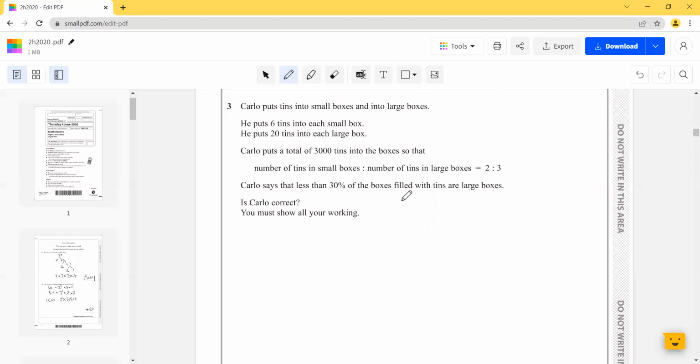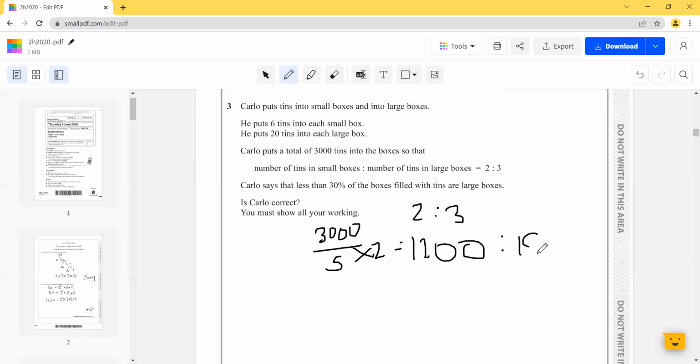Okay, so there are 3,000 tins, and we're given the ratio 2:3. So the number of tins in small boxes will be 3,000 over 5 times 2, which is equal to 1,200. So the numbers are 1,200 to 1,800.